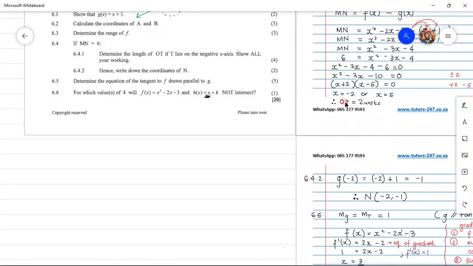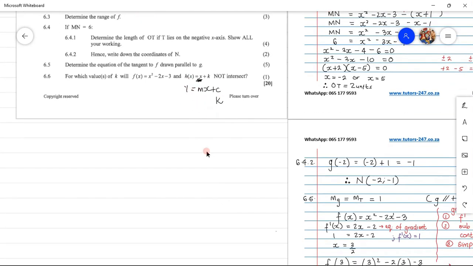Now, this question wants to know for which values of k. Keep in mind, k is going to represent our c value. K is going to be the y-intercept, because if you look at the format of this line h, it's y equals mx plus c. So c is going to represent k. So we basically need to find for which values of k will our line h not intersect f.